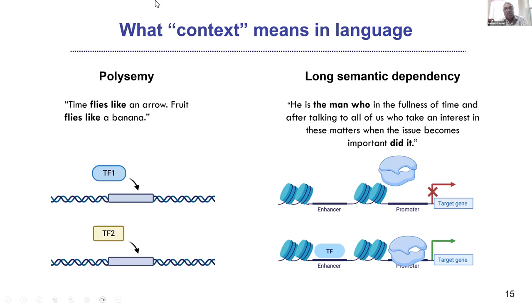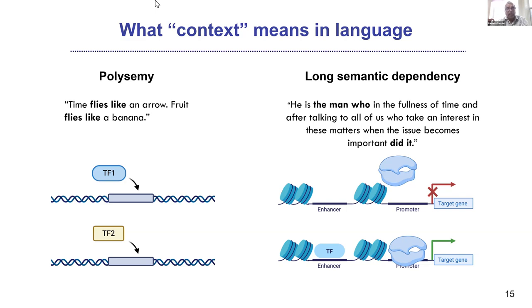So with that context, we developed DNABERT. And when we were designing it, we took advantage of the natural language NLP context. In NLP, there are two things. One word may mean different things. For example, time flies like an arrow, fruit flies like a banana. There is the word flies here, but in the first sentence the meaning is different from the second sentence. So there is a context here.